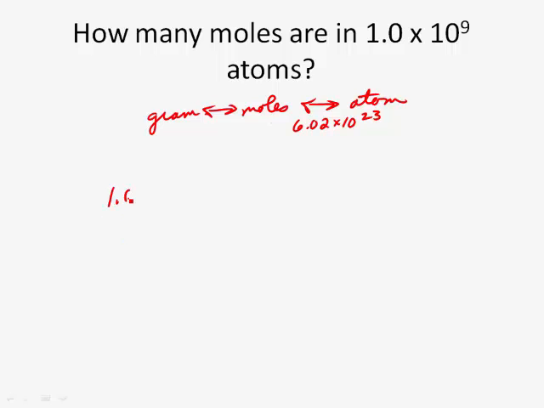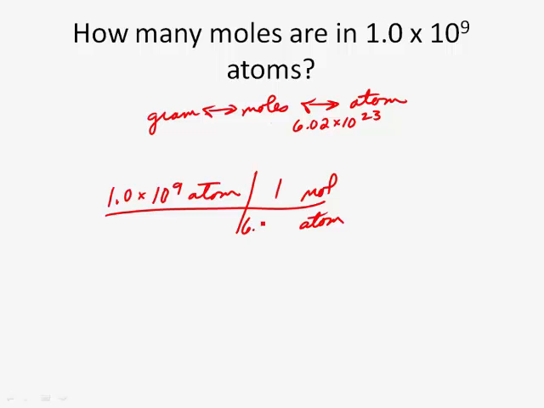So if I have 1.0 times 10 to the 9th atoms, and we're dividing, we want to go atoms to moles. So we're going to divide by Avogadro's number. Okay. So we have there 1.7 times 10 to the minus 15th moles would be in 1 times 10 to the 9th atoms.